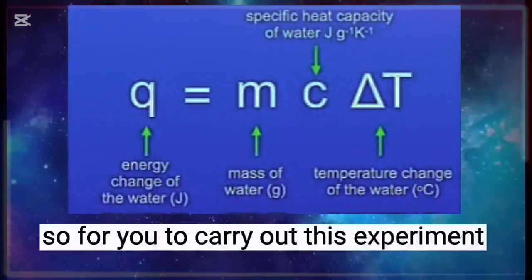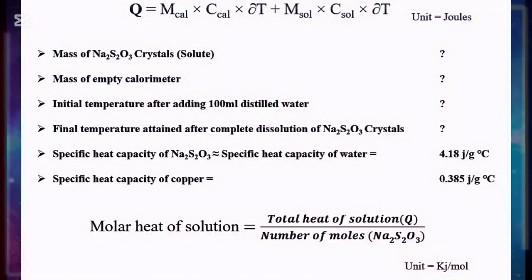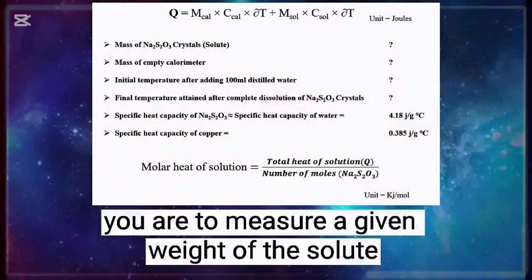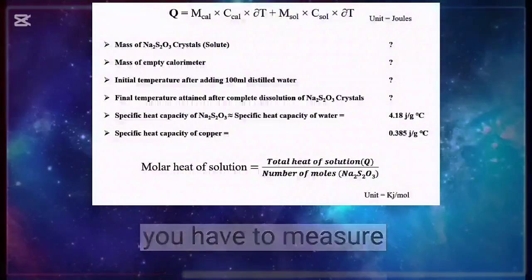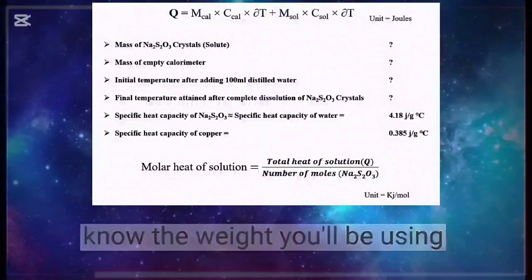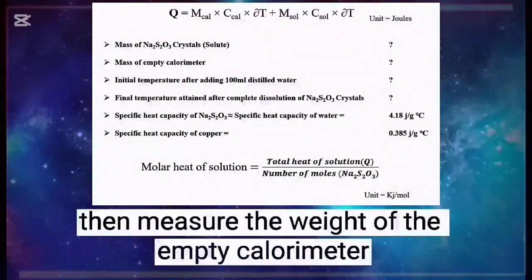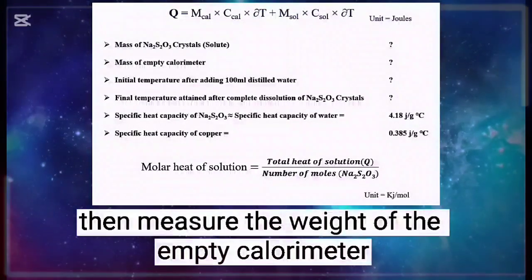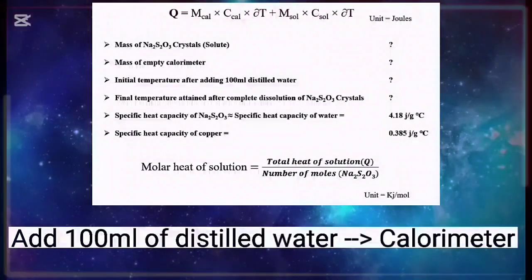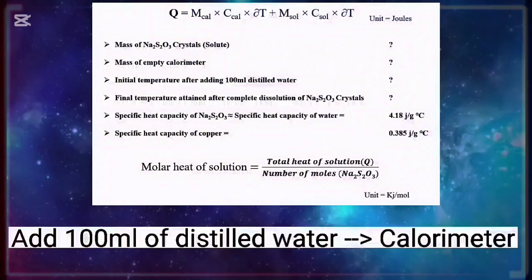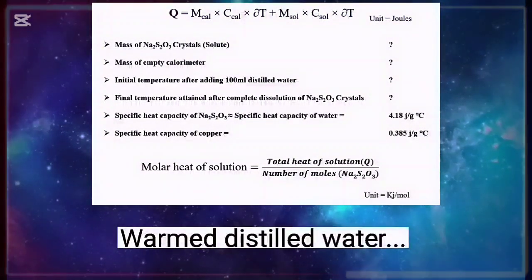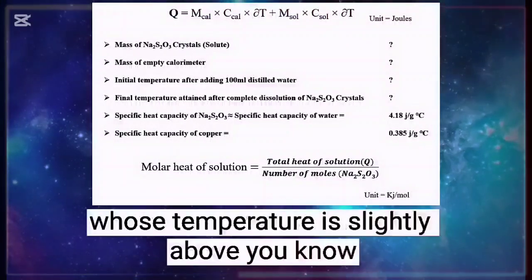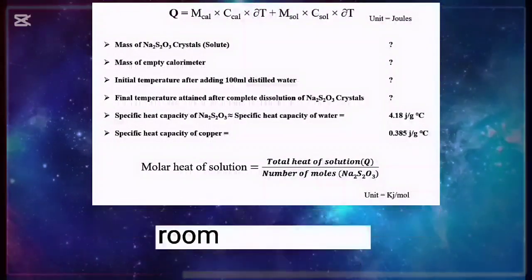So for you to carry out this experiment, you have to measure a given weight of the sodium thiosulphate crystals. You have a given weight, you have to know the weight you'll be using. You have to note it, then measure the weight of the empty calorimeter. Then you add 100 ml of distilled water, warm distilled water, whose temperature is slightly above room temperature.